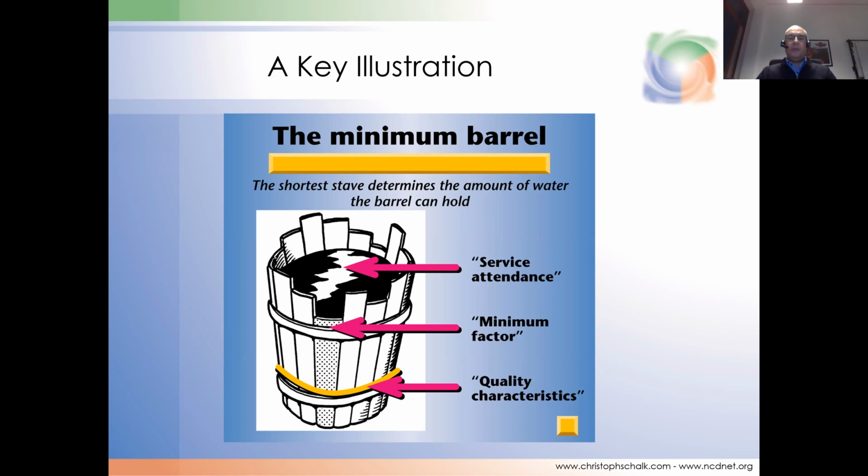You know this illustration. There are several staves forming this barrel, and the area where the stave is the lowest, that's the place where the water is flowing out. In the picture, it means the worship service attendance. So the message of the picture: raise your quality at the lowest point, and then you will have an increase of your worship service attendance.